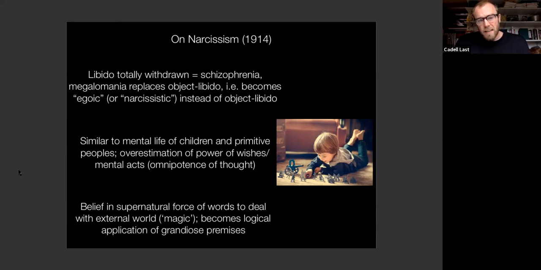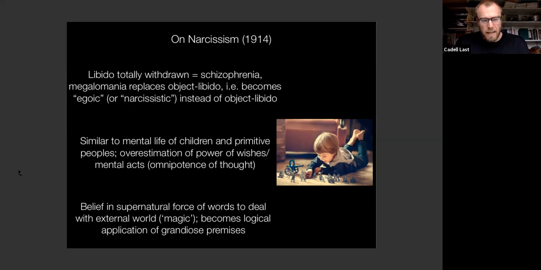Basically, it's a belief in the supernatural force of one's own words, basically magical thinking. And through the magical thinking, there is a logical foundation for one's own, quote unquote, grandiose premises. I have a funny story from anthropology that might be worth communicating here.